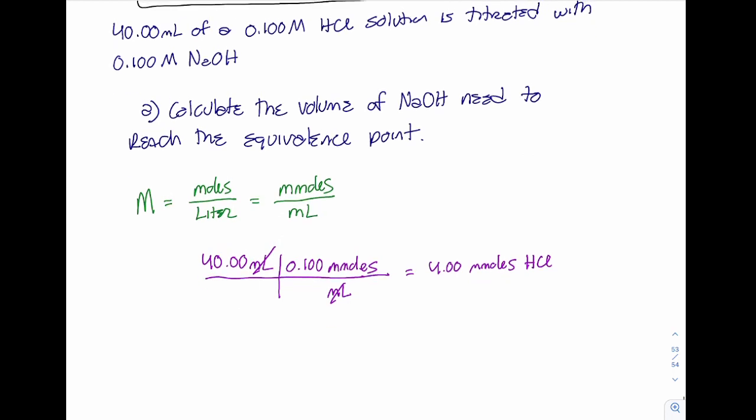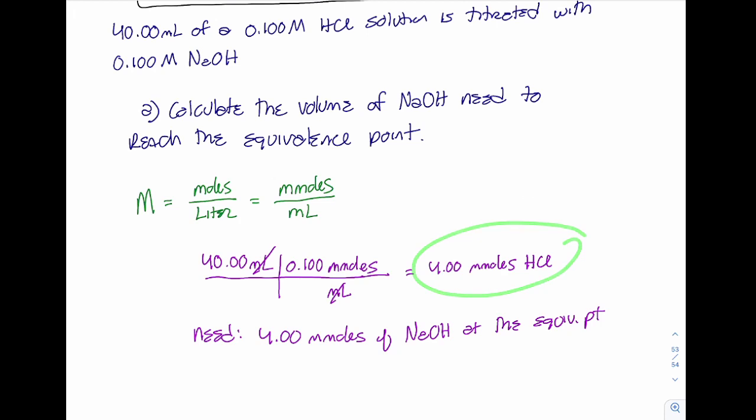Because I'm at my equivalence point, right? I'm trying to calculate the volume at the equivalence point. I need 4.00 millimoles of sodium hydroxide, right, at the equivalence point. Because moles of acid are equal to moles of base, in this case millimoles, but it's really the same thing.